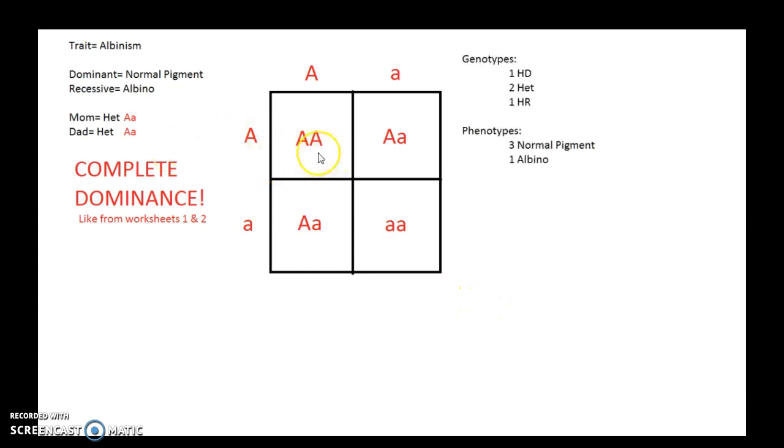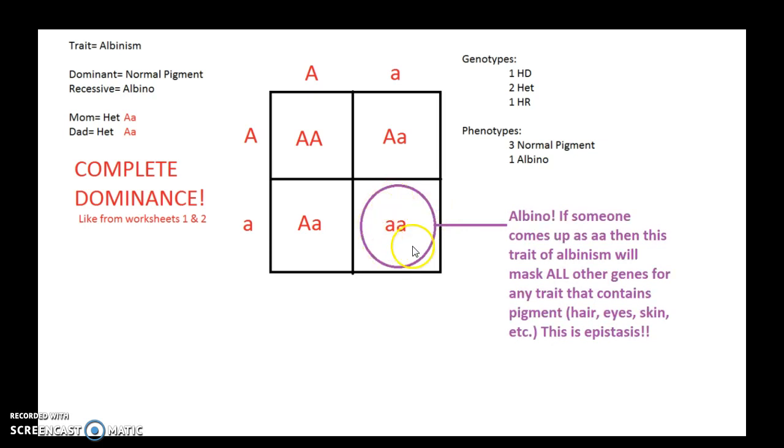Our genotypes, we have 1 homozygous dominant, 2 heterozygous, and 1 homozygous recessive. 75% chance, 3 out of 4, of being normal pigmented. And then there is a 1 out of 4 chance, or 25% chance, that these 2 people could have an albino child. If this is what the child gets, they are albino.